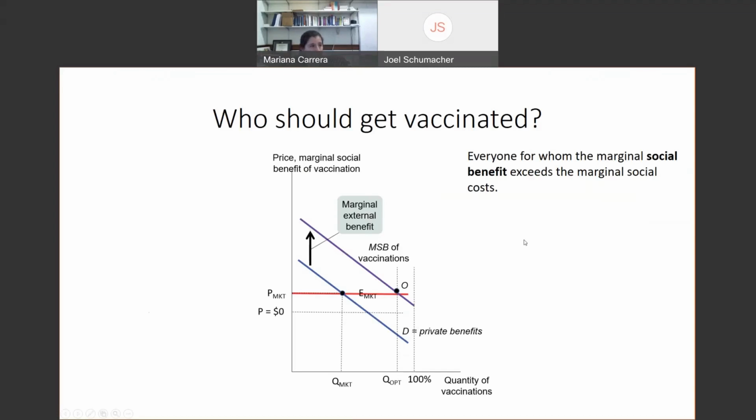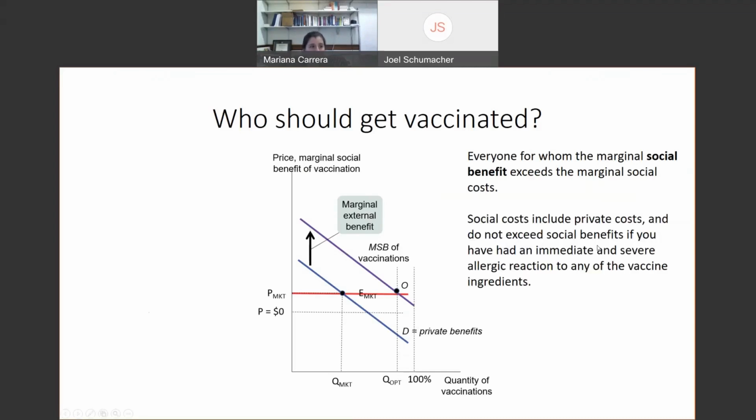So who should get vaccinated by this type of analysis? The answer is everyone for whom the marginal social benefit exceeds the marginal social costs. Now, social costs include private costs. So this doesn't necessarily mean everybody should get vaccinated. We know, for example, that there are some people who have had severe allergic reactions to other vaccines in the past, and some of those ingredients might be in the COVID vaccine.